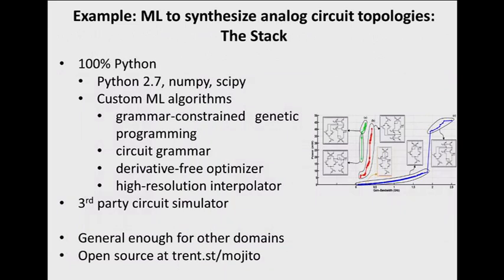All right, the stack is similar to the other ones. It's grammar-constrained genetic programming. It's also got a derivative-free optimizer that we rolled, and a high-resolution interpolator, just for some of this. This is also open source at trent.st/mojito.